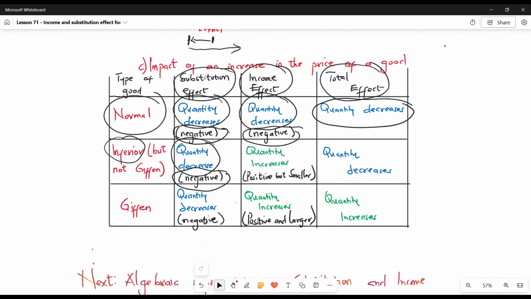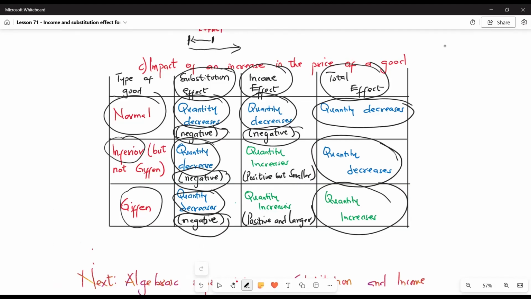But the income effect is positive, but smaller than the substitution effect. So because the substitution effect is bigger in this case, when the price of an inferior good, which is not a Giffen good, increases, the quantity demanded is going to decrease. Then for a Giffen good, which is an inferior good but where the income effect is bigger, the substitution effect is still negative. That leads to a decrease in quantity. But the income effect is not just positive, it's bigger than the substitution effect. So this bigger income effect dominates the substitution effect, which leads to an increase in the quantity of the good.